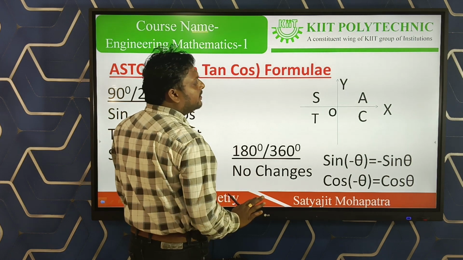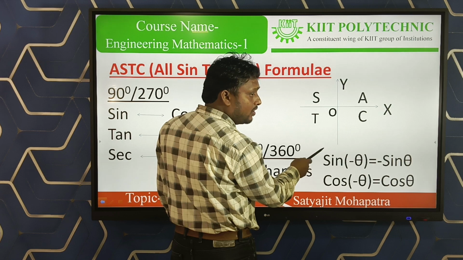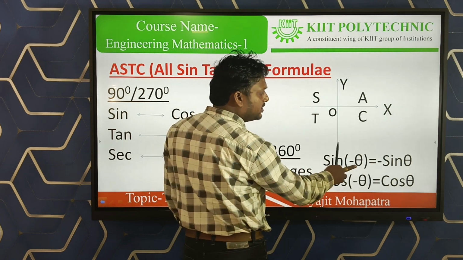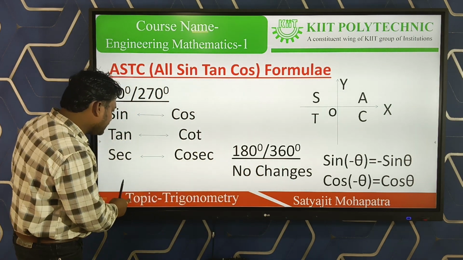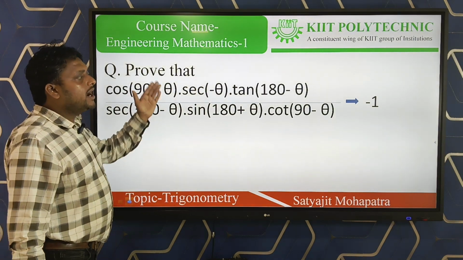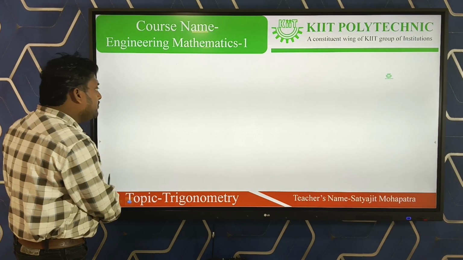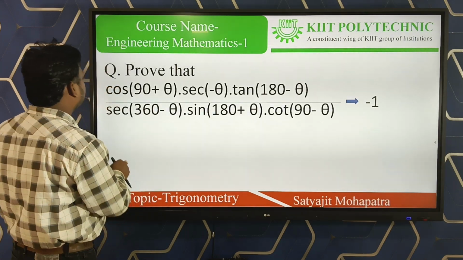Okay, then sine of minus theta is minus sine theta, for which it is an odd function. Cos of minus theta equals plus cos theta, for which it is an even function. Okay, go to the next slide. Here is a question. We have to do this question. While doing this question, you will come to know how the formula is carried out.